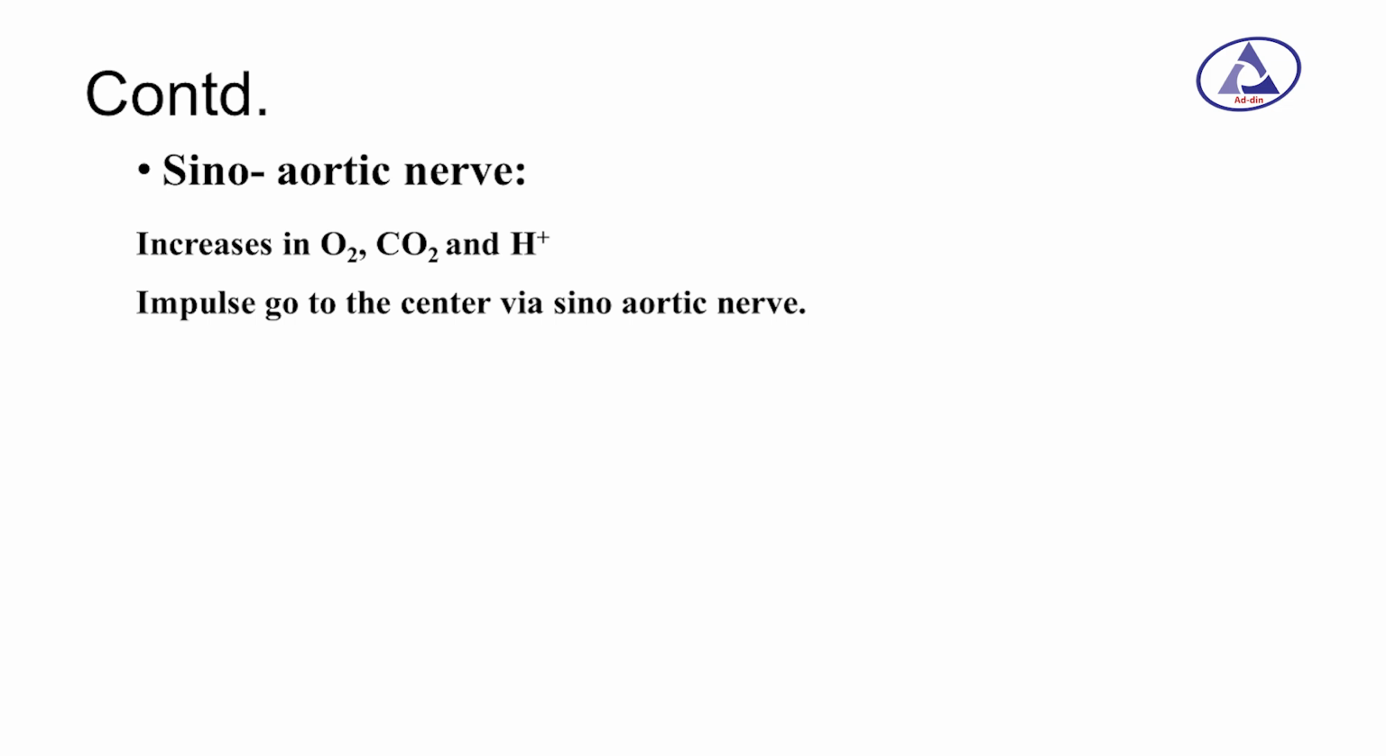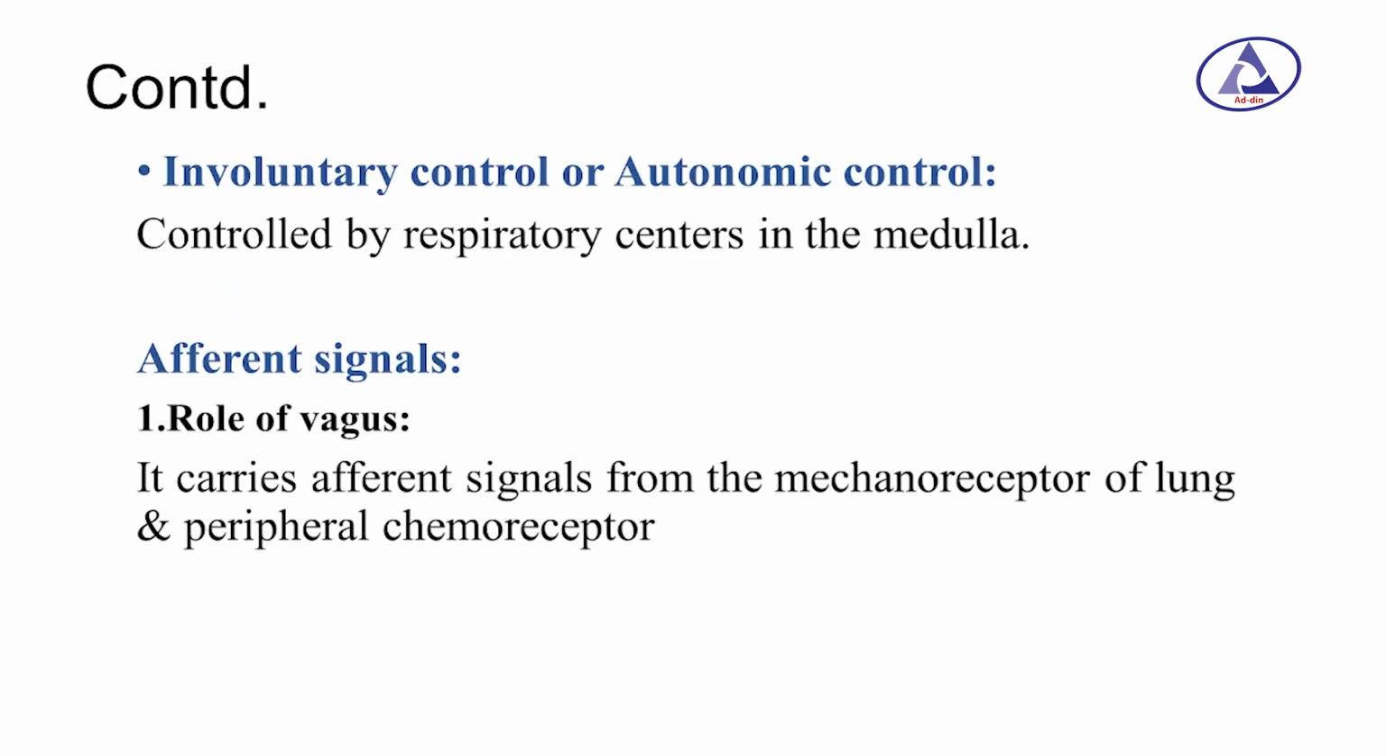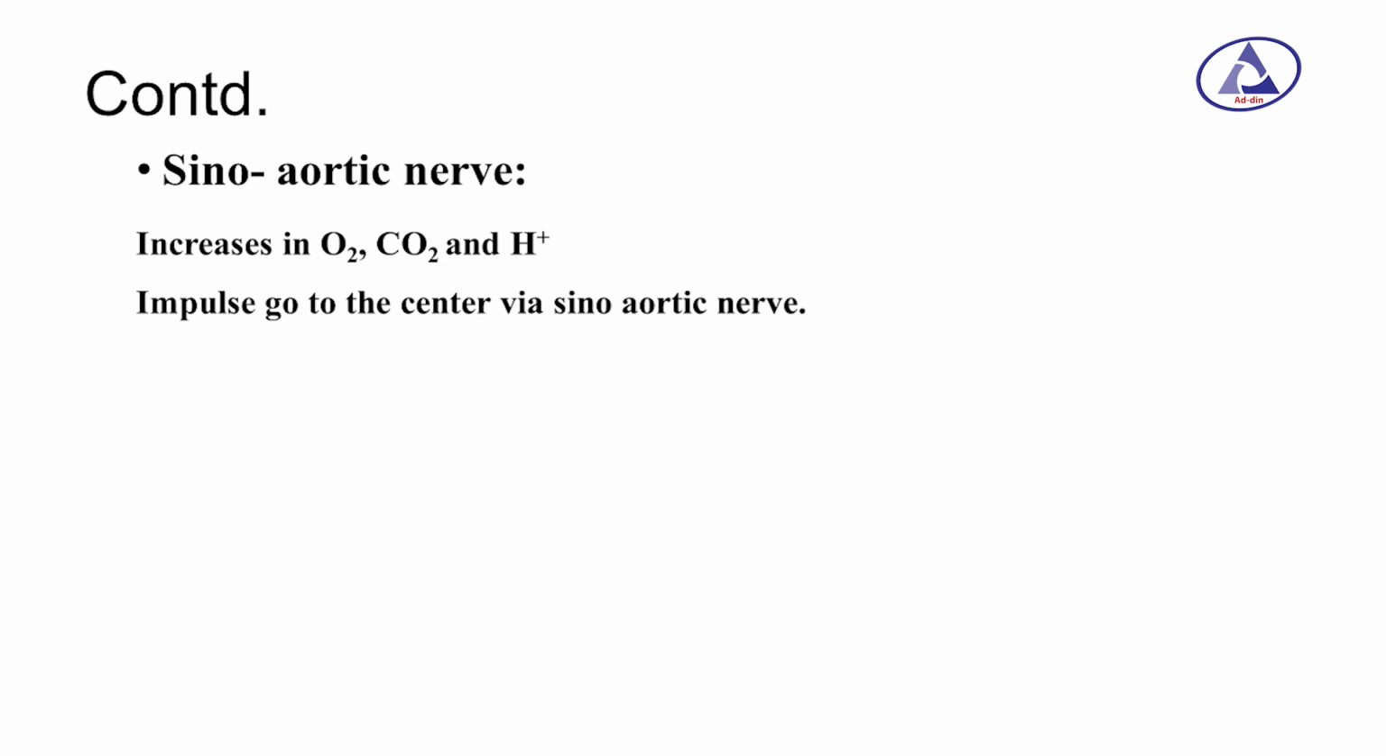Then, this one was the role of the vagus nerve. There is another role of the sino-aortic nerve. Sino-aortic nerves are stimulated whenever the oxygen, the hydrogen and the carbon dioxide ions are changed. If these ions, these gases change, then these nerves are stimulated. So then the impulse goes to the center, that means the respiratory center, via the sino-aortic nerve. Okay, sino-aortic nerve.